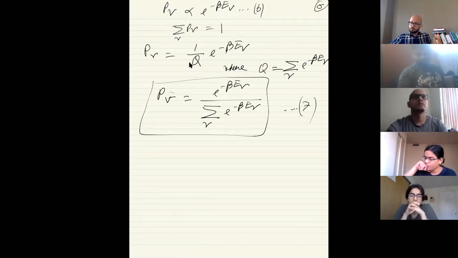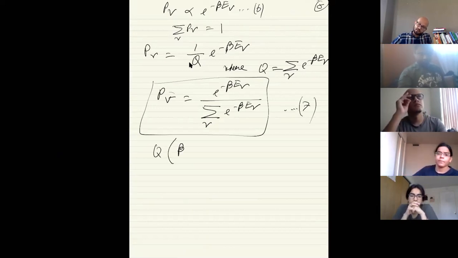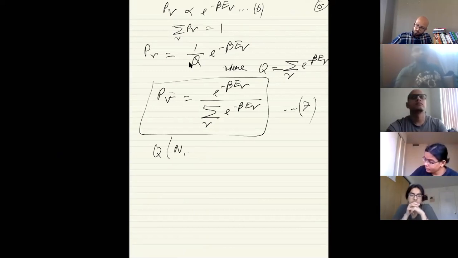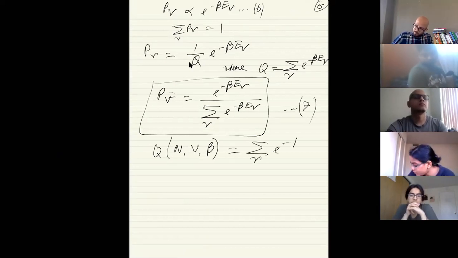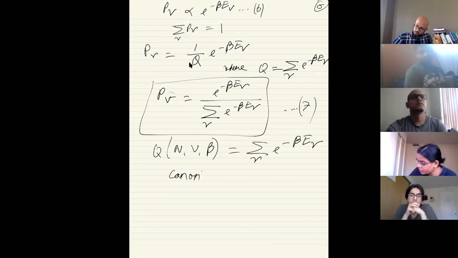And this Q is now a function of beta, number, and volume. In fact, let's write it as a function of number, volume, and beta. And it is given by summing over all microstates e to the power minus beta e nu. This is our canonical partition function.